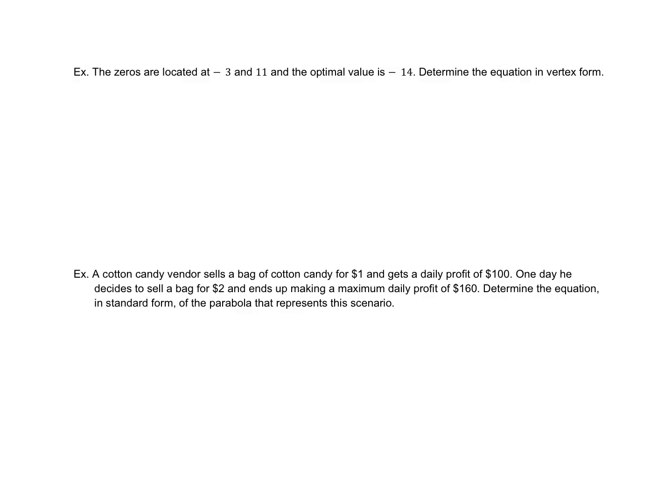The zeros are located at -3 and 11, and the optimal value is -14. Determine the equation in vertex form. Now, if I didn't specify vertex form, I did have enough information to go into factored form because I have my zeros, but it did specify vertex form, which means I need the full vertex. And if I only have the optimal value, that means I'm missing the x-coordinate, and I know the y-coordinate is -14. But lucky for us, we have the zeros, and we know that the axis of symmetry is exactly halfway.